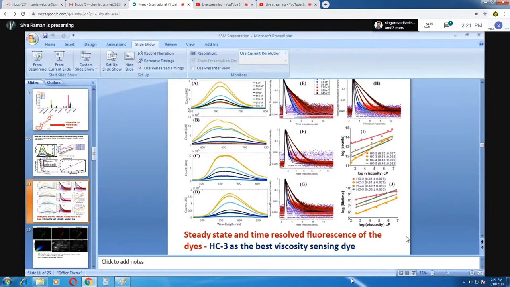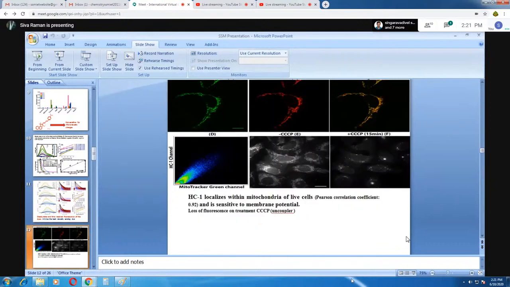Now I'm moving towards the biology section. We wanted to study the mitochondrial localization of the dyes. First we chose HC1. HC1 clearly co-localizes with the already commercially available MitoTracker. Image A is the MitoTracker Green, and the second one, the red image, is shown by our molecule HC1.